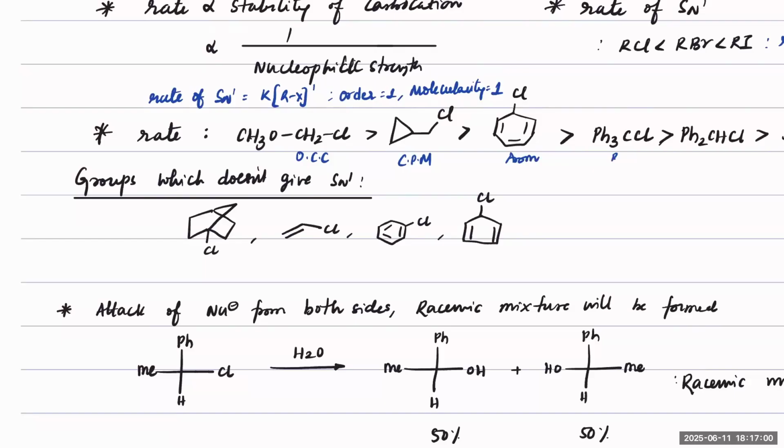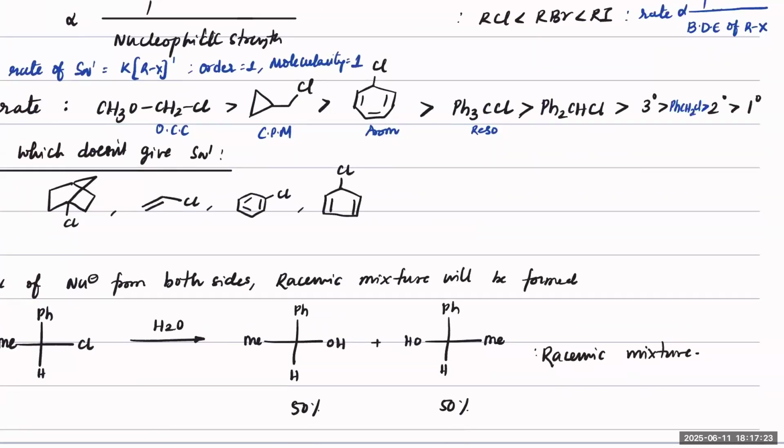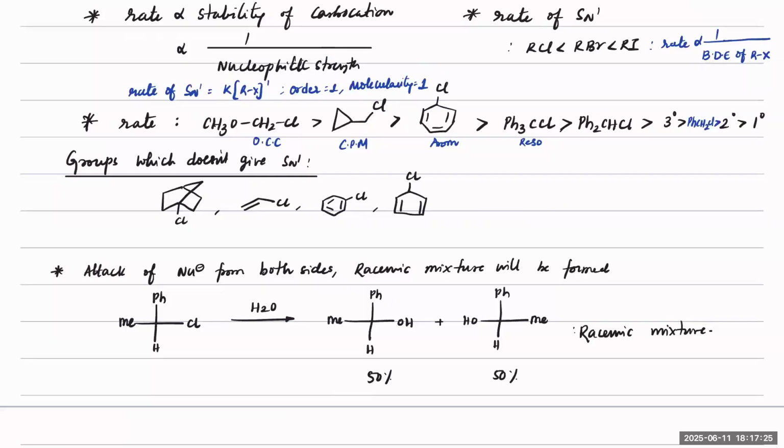Next one is resonance. In resonance, triphenyl will have more resonance than diphenyl. After that, you will have 3 degree, then phenyl CH2Cl, then greater than 2 degree, 1 degree. This is how the rate of SN1 varies. Got it?